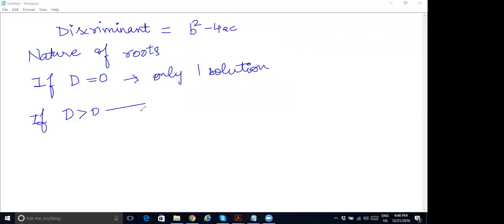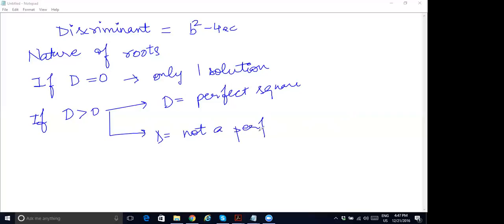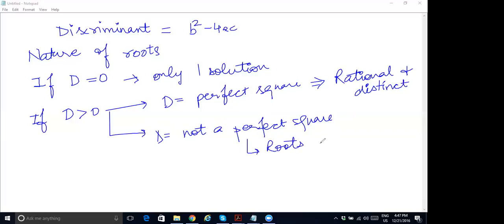Now in this, we may have d as a perfect square and d not a perfect square. If d is a perfect square, then roots are rational and distinct. And if d is not a perfect square, then roots are irrational.